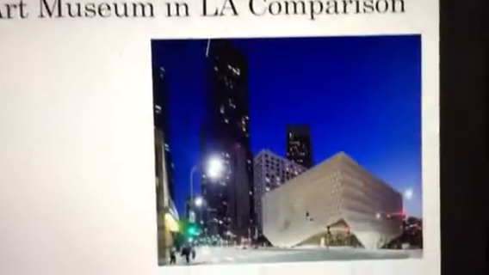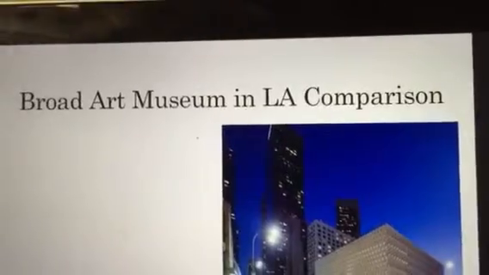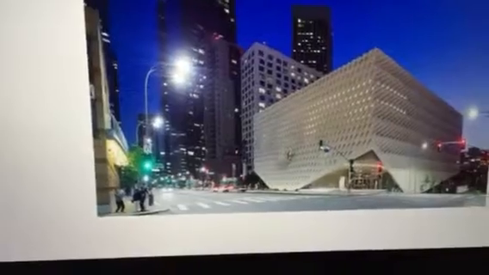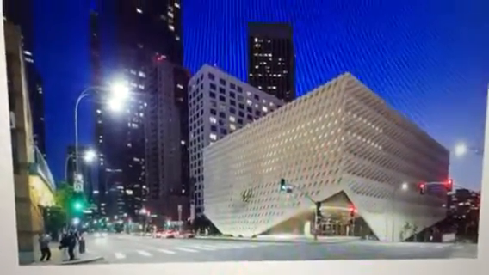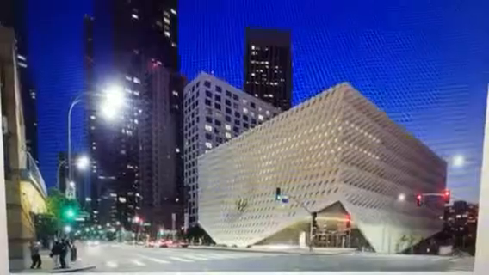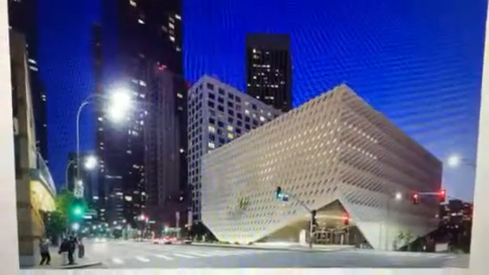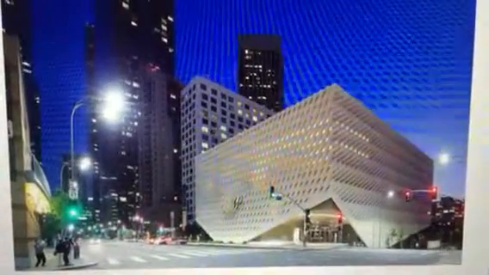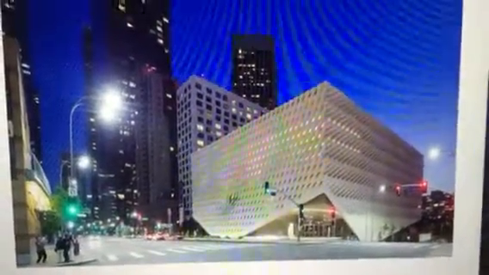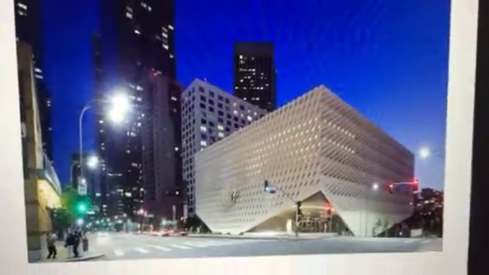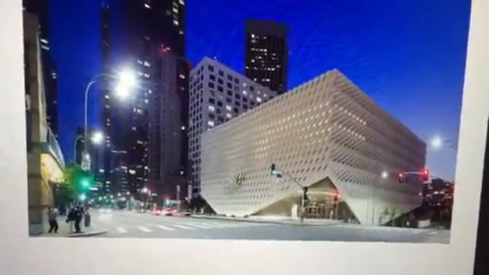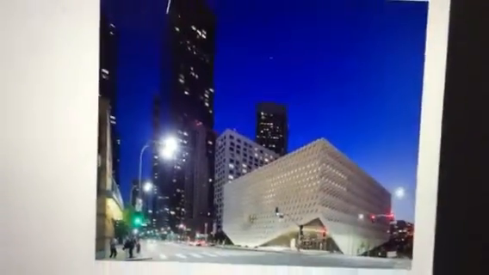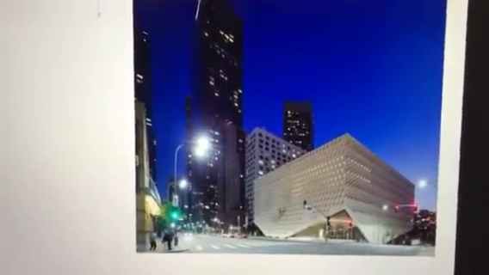And now we have the Broad Art Museum in LA comparison. I believe this picture shows a lot of futuristic times, as well as a bigger city. The building actually looks almost like the Broad Art Museum that we have here, and it's actually the Broad Art Museum in LA. With this picture, there are a lot of different patterns: straight lines, angled lines, diagonal lines, horizontal lines. So there's a lot of complexity within the structure itself.